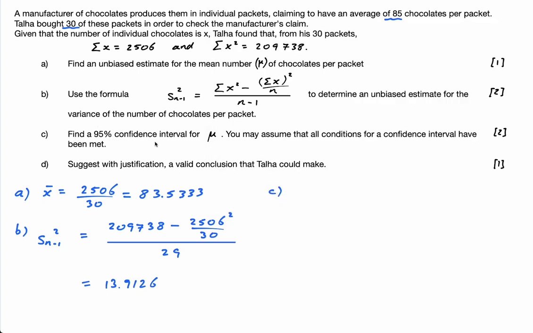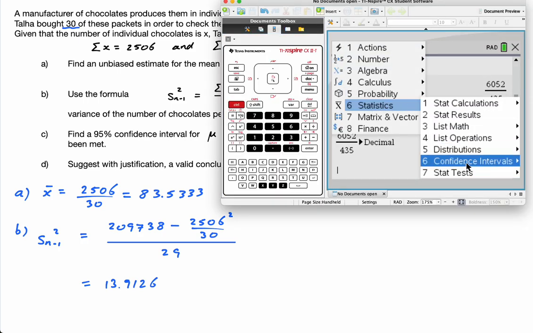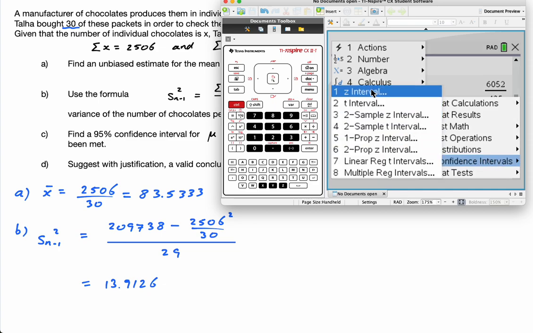Part C. Find a 95% confidence interval for mu. You may assume that all conditions for a confidence interval have been met. Okay, so confidence intervals. We need to go to menu, statistics, confidence intervals. And here I have to choose between the Z interval and the T interval. The Z interval is when you know the population variance or the population standard deviation, and we don't know that. We have the sample variance, and we have an unbiased estimate for the variance, but we don't have the variance, so I have to use the T interval.